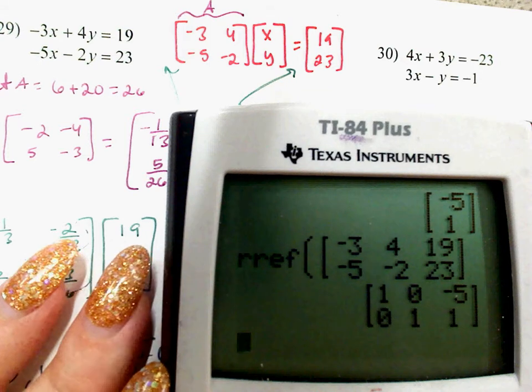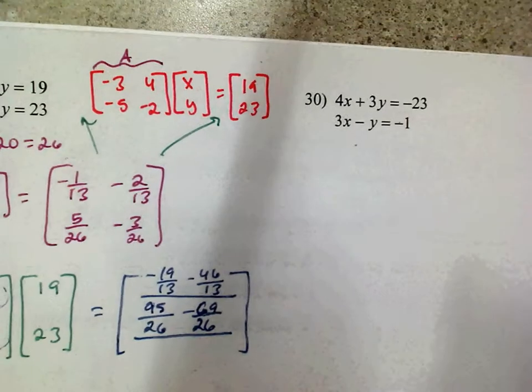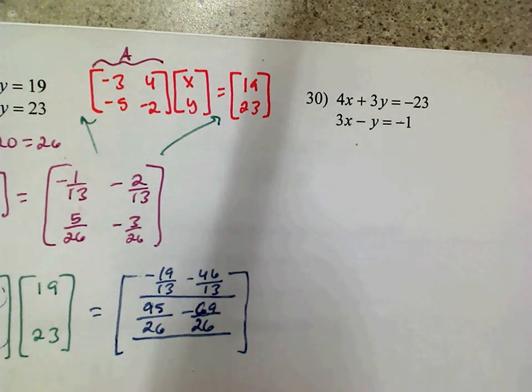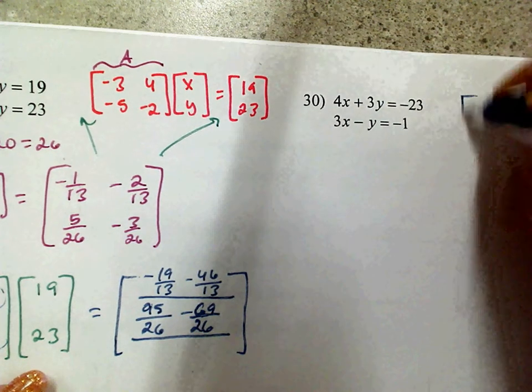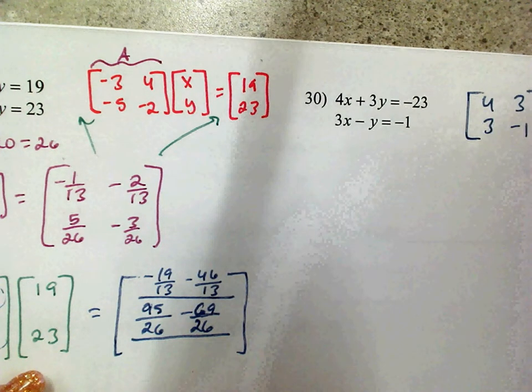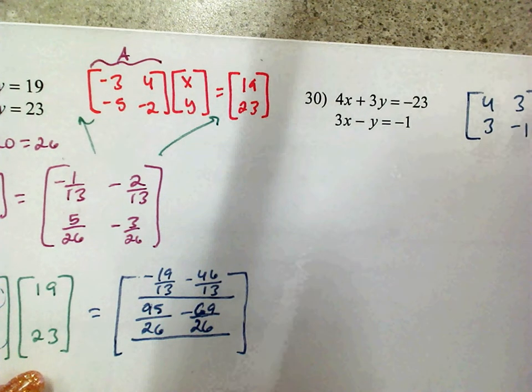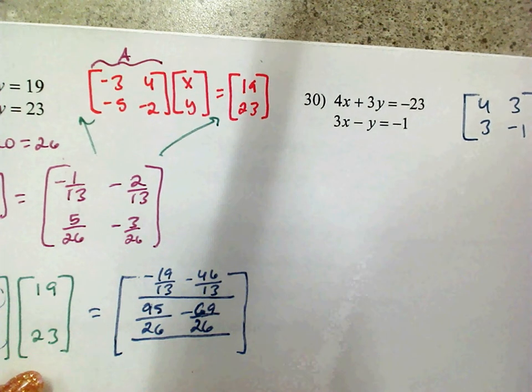All right, one more. So we've got 4, 3, 3, negative 1, times x, y, equals negative 23, negative 1. And there's my equation.